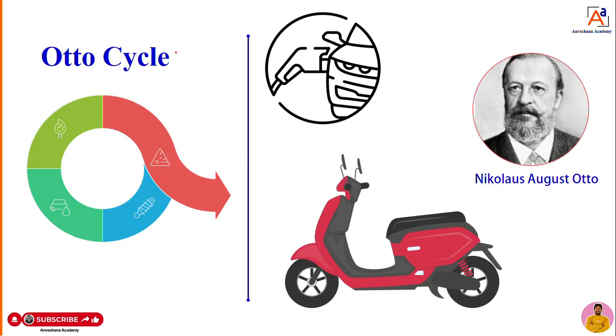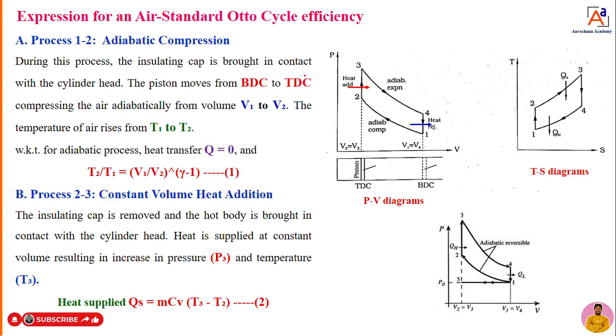So the next topic, again in continuation with the Otto cycle itself. What is the next topic that you can see? Expression for an air standard Otto cycle efficiency. Dear students, in this class we are going to determine the efficiency expression or equation for the Otto cycle, that is an air standard cycle. So the Otto cycle efficiency equation we are going to derive today.